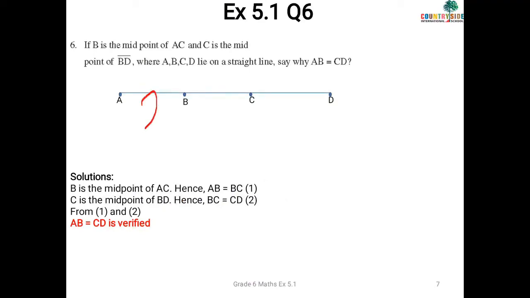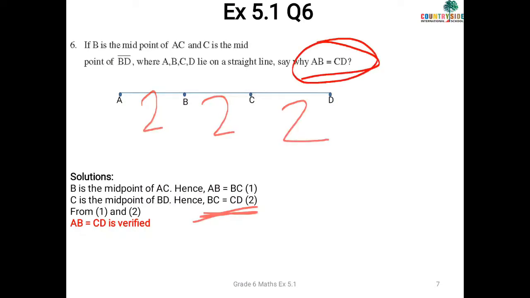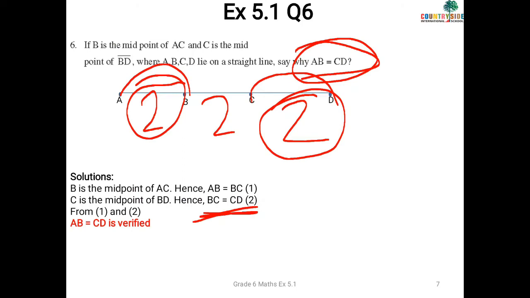Let's suppose AB is 2 centimeter, so BC will also be 2 centimeter. Now here BC equals CD, BC is 2, so CD is also 2. And in the question they are asking AB equals CD. So AB, that is 2, equals CD, that is also 2. Okay, so in this way you can easily verify.